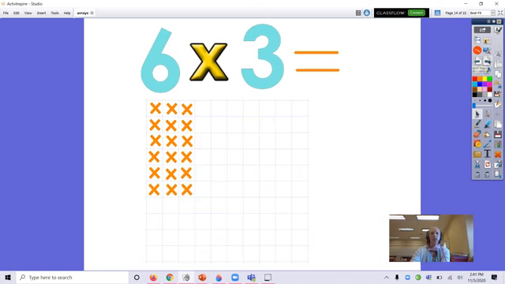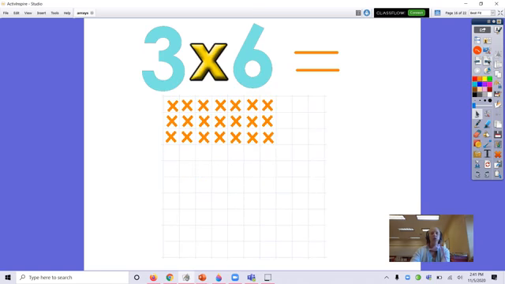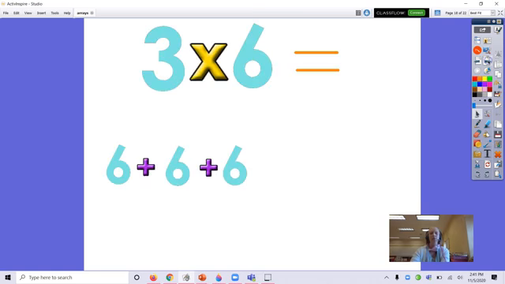Now let's look at 6 times 3. 6 and 3 are my factors. 6 down and 3 across. And if I were to count them all up, I would get a product of 18. If I were to flip my numbers around, that would be 3 down and 6 across. And if I were to count all the squares, my product would be 18.